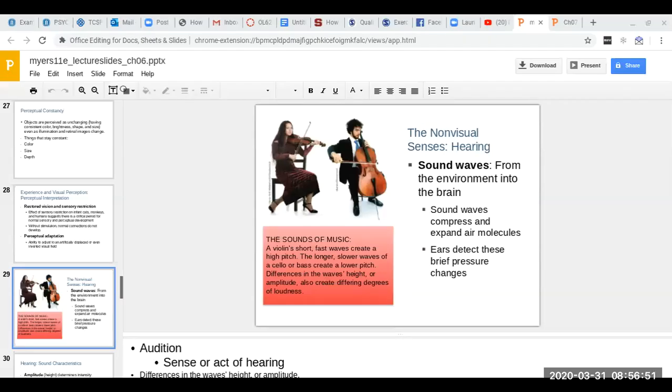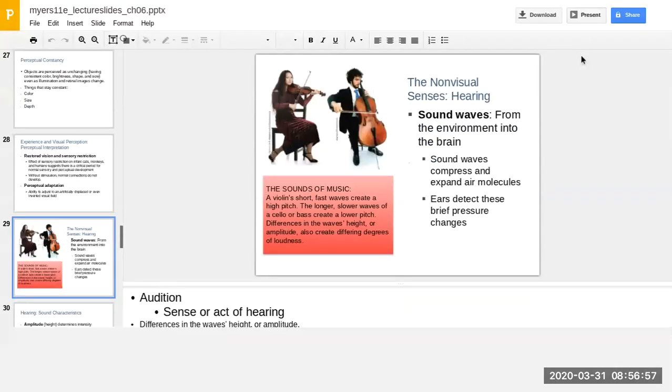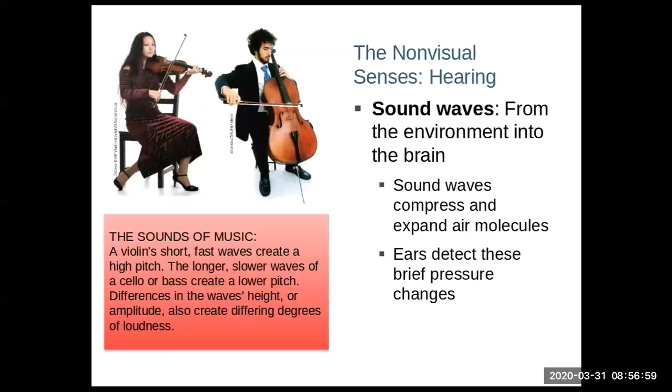Okay, it's time for the last portion of Chapter 6. Now, we will talk about the other senses. So, as a review, we talked about wavelengths in the visual system.